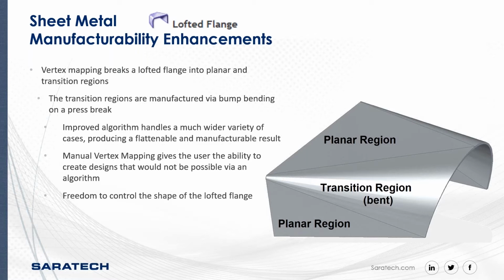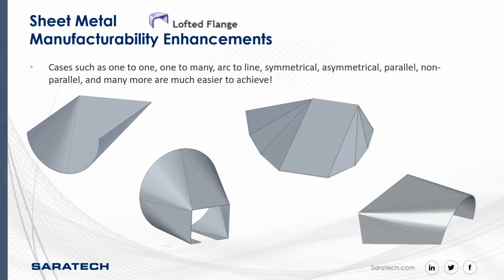Our manual vertex mapping gives the user the ability to create designs that would not be possible via algorithm, and freedom to control the shape of the lofted flange. Such cases as one-to-one, one-to-many, arc-to-line, symmetrically, asymmetrically, parallel, non-parallel, and many more are much easier to achieve. So we threw some examples up there using the lofted flange command.